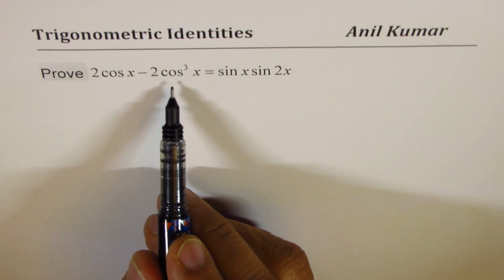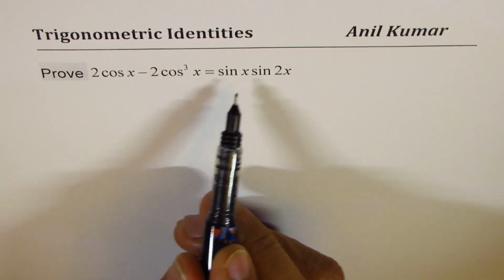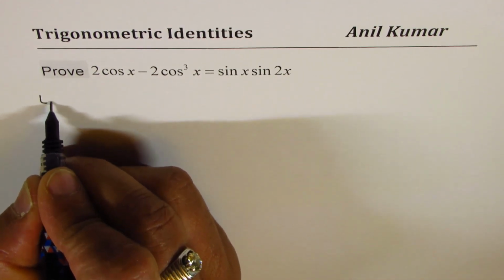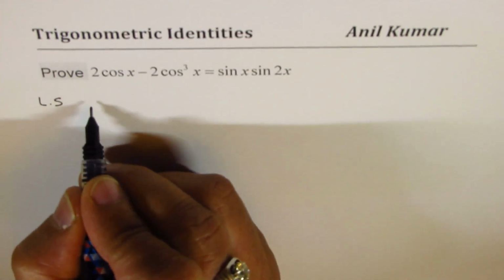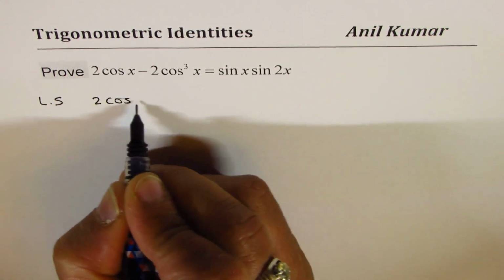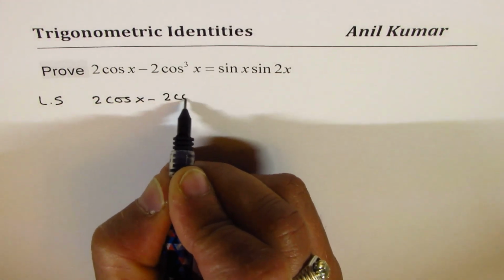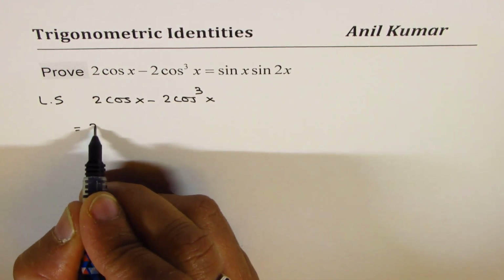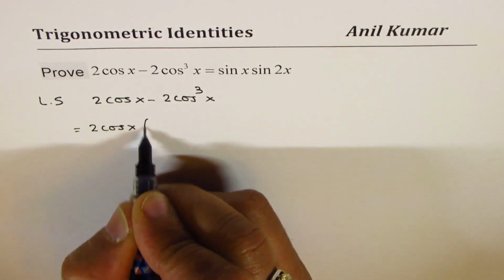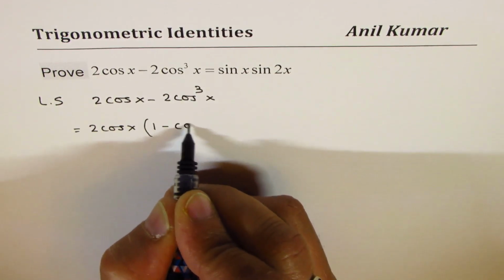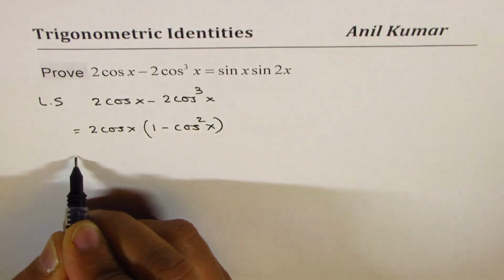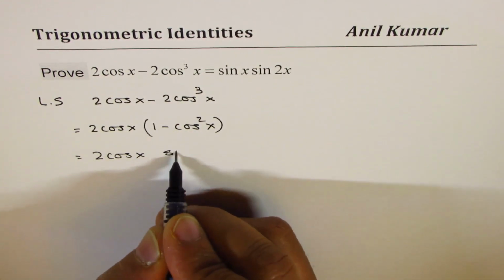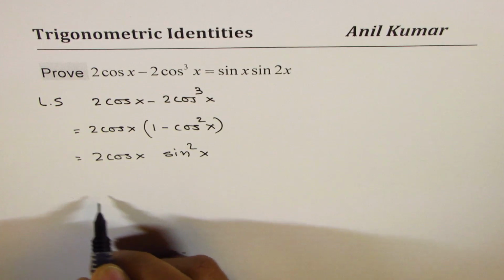2 cos x minus 2 cos cube x equals sin x sin 2x. So let's begin from the left side first, which is 2 cos x minus 2 cos cube x. We could actually factor 2 cos x and then write this as 1 minus cos square x. That gives us 2 cos x times 1 minus cos square x, and 1 minus cos square x is sine square x.